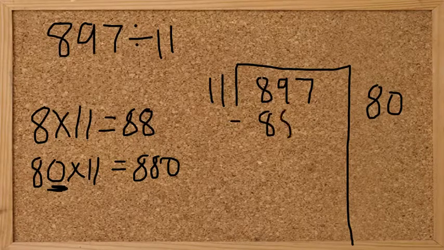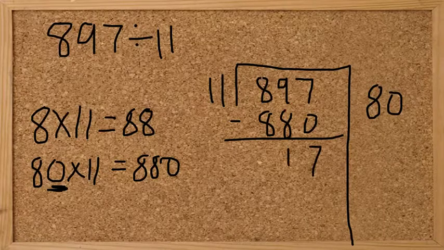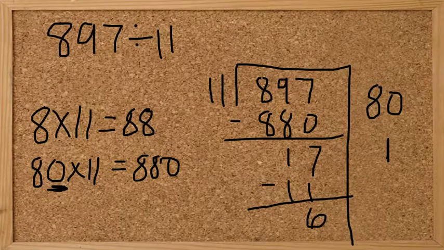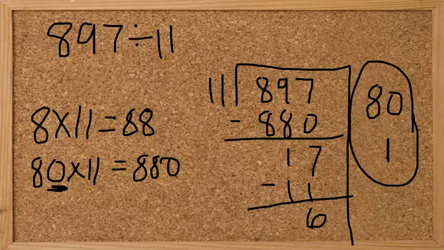So then I get 880, and now I can subtract. So I still have 17 left, and I can make a group of 11 out of 17. So I'm going to try and take one group of 11 out. So 1 times 11 is 11, and then I subtract. But when I have 6, I can't make a group of 11 out of that, so I'm done. So my answer would be 81, because that's how many times I put 11 into the number, remainder of 6.